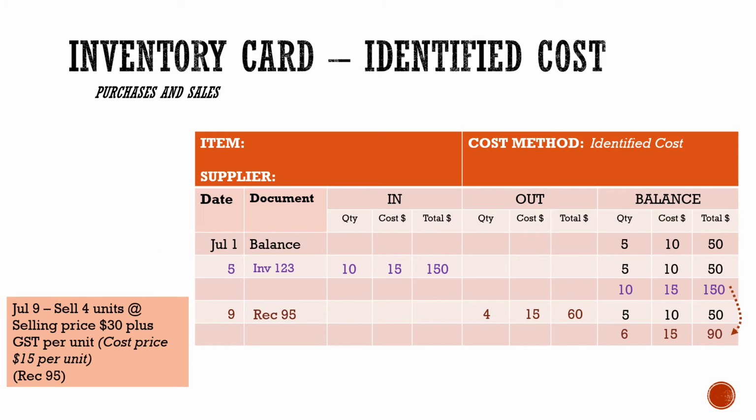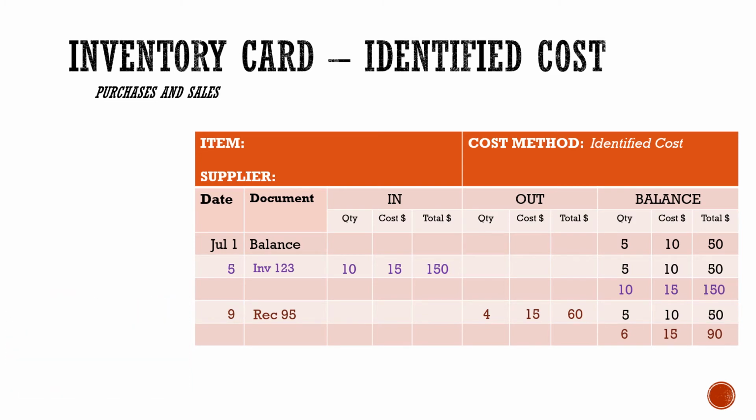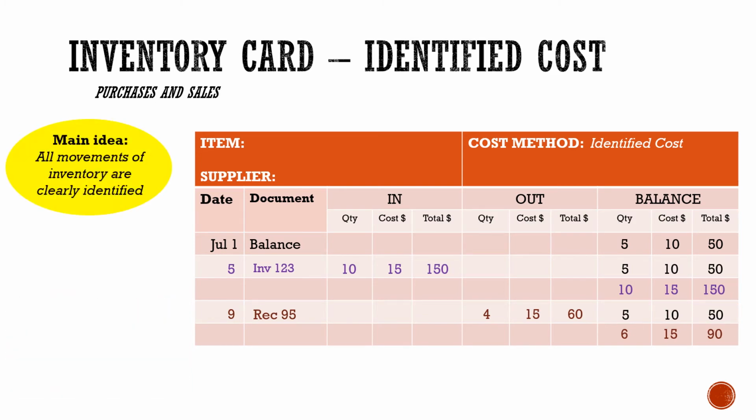And our 4 units of inventory that were sold were coming out from our newer batch of inventory, which had a cost price of $15 per unit. So in this case here, we are updating our balance to show 6 units at a cost price of $15 per unit. The main idea that we need to remember when we're using the identified cost method is that all movements of inventory are clearly identified.